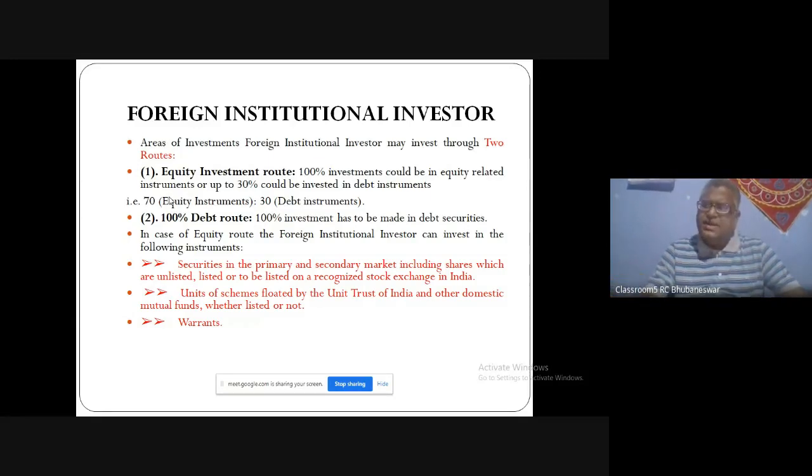So here it is written, unlisted, listed, or to be listed on a recognized stock exchange in India. Another one is UTI. There are different types of schemes. Unit Trust of India, UTI, which was established in 1964, and these are the domestic mutual fund companies. They are also called equity investment, and some warrants are there. Debt warrants are also there. It is also called the equity investment route.